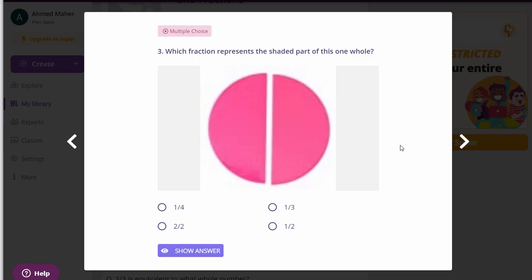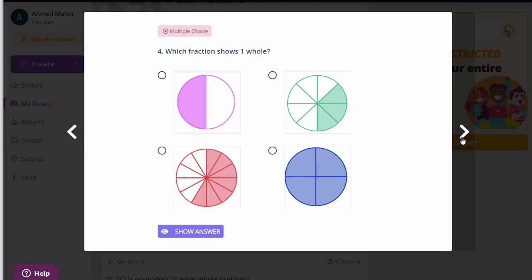And the next one, Ibrahim. Yes. Which fraction represents the shaded part of this whole one? 2 what? Halves. 2 halves. Say it. 2 halves. Okay. I think it's 4. Yes, it's also right. Okay, let's move to the next one.